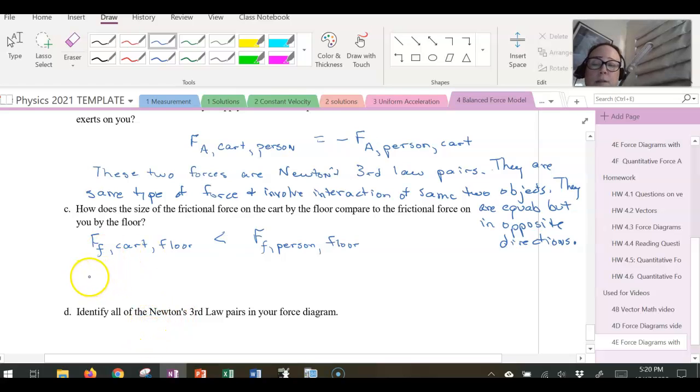And that's because the net force on the cart must point to the right if it is speeding up.